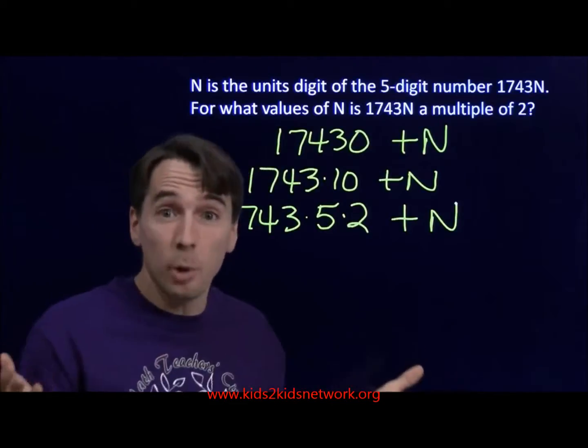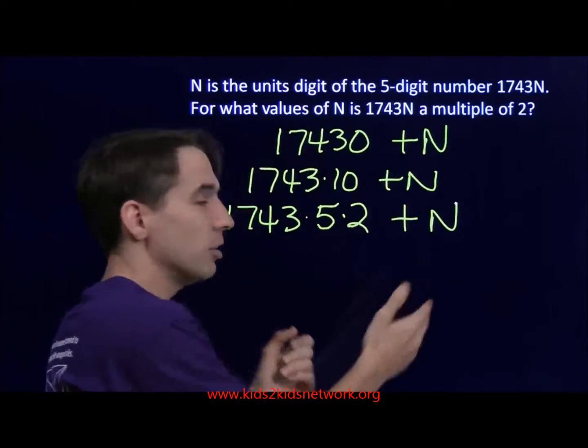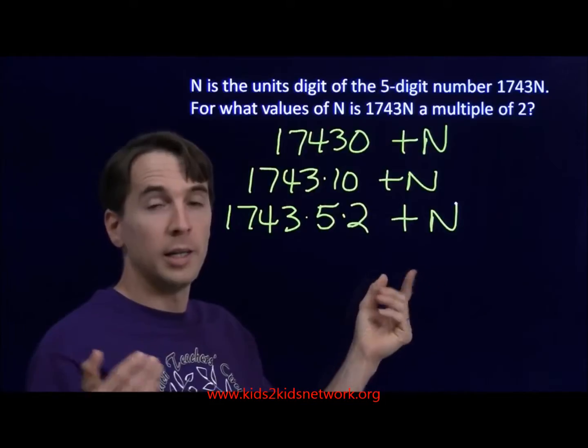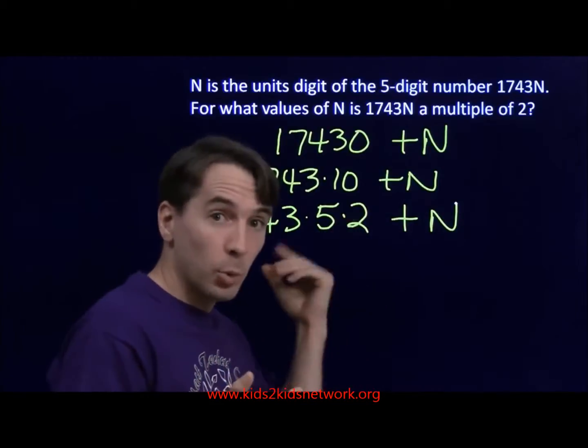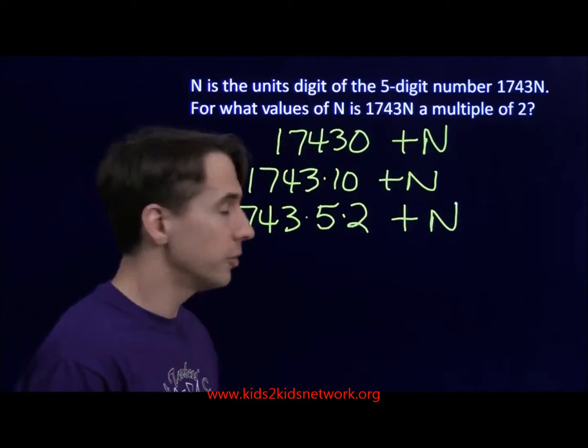But if the units digit is not a multiple of 2, say it's 3. If n is 3, then the number we get here is going to be between what we would get if n were 2 or if n were 4. That means if we put a 3 right here, the number we get is right between 2 consecutive multiples of 2. So it's not a multiple of 2.